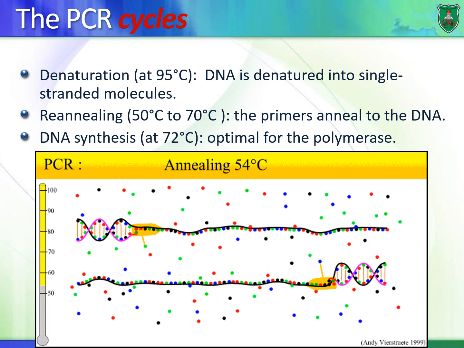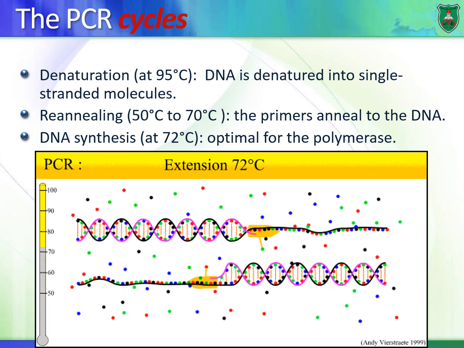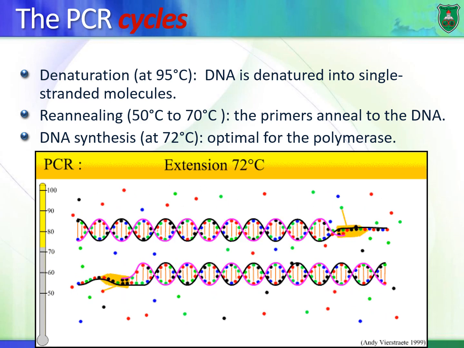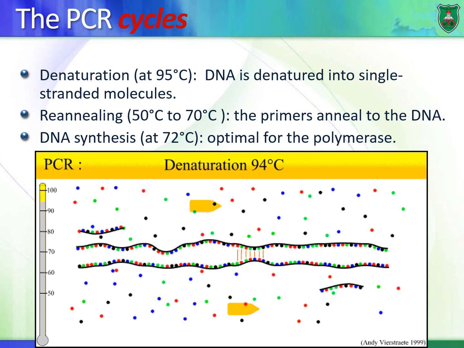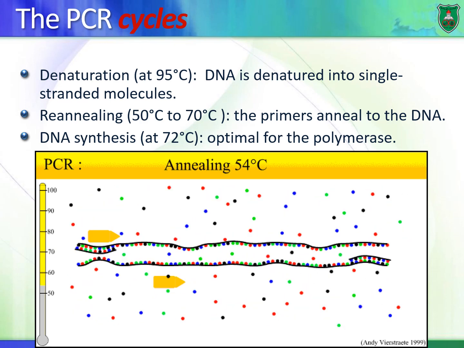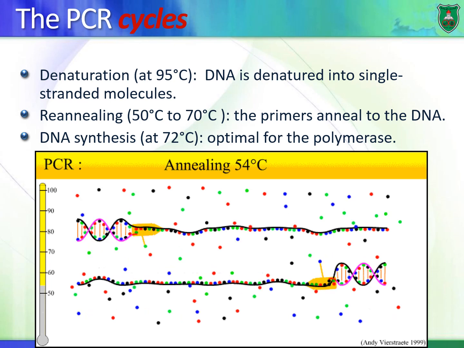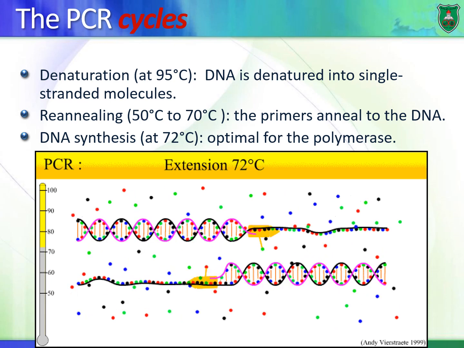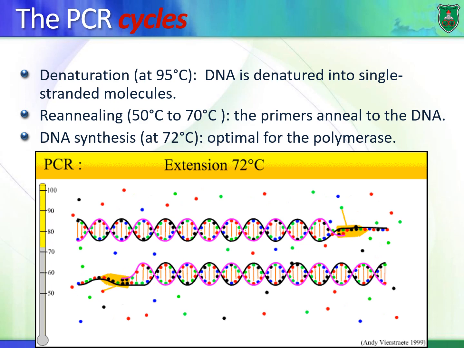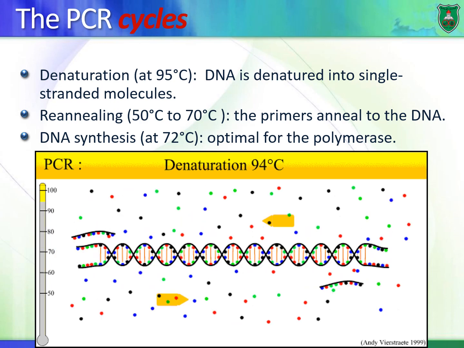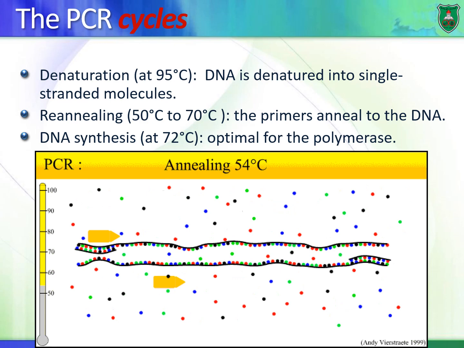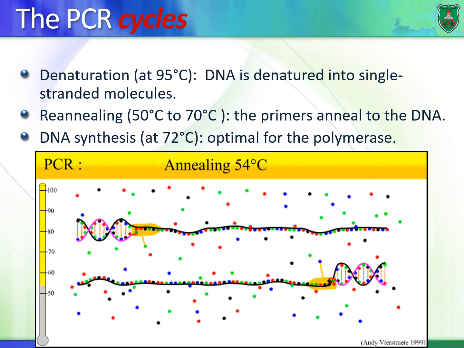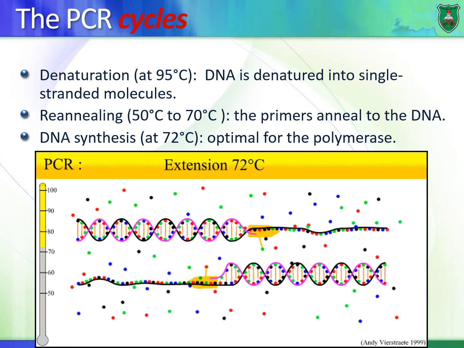And then the temperature goes up to 72 degrees. This is the optimal temperature of the DNA polymerase. So here we have separation of the 2 strands. Then we have the annealing temperature. This is where the primers bind to the DNA. And then we have the polymerization or the synthesis step at 72 degrees. Okay.